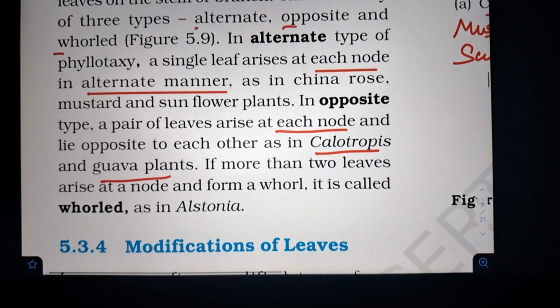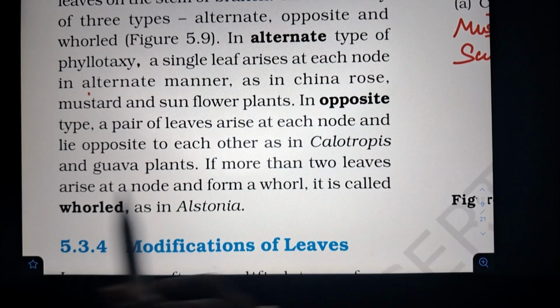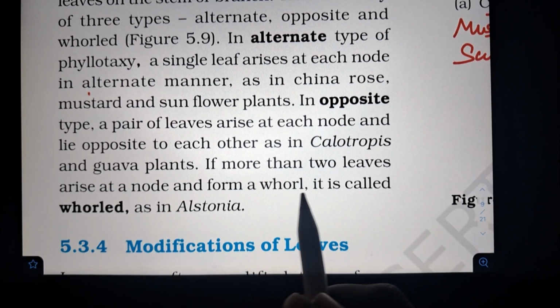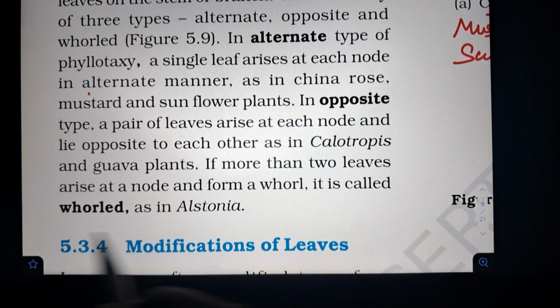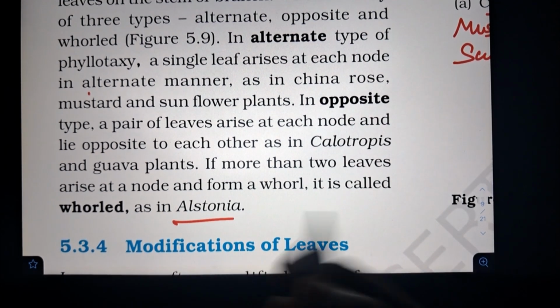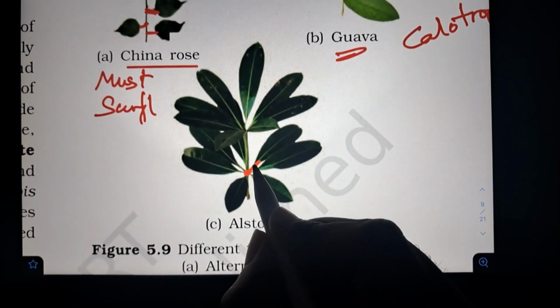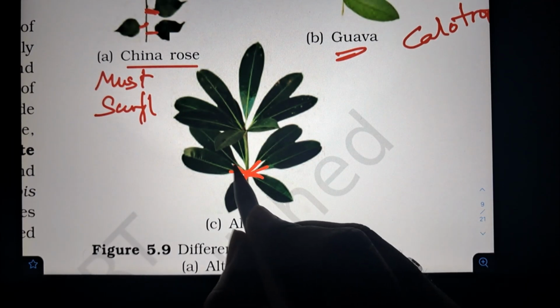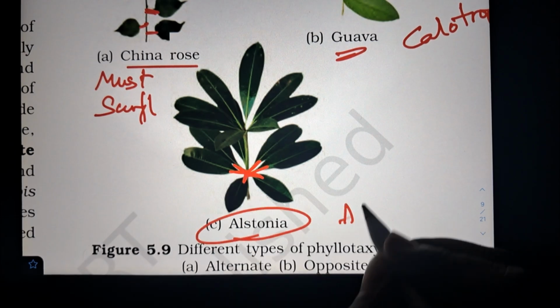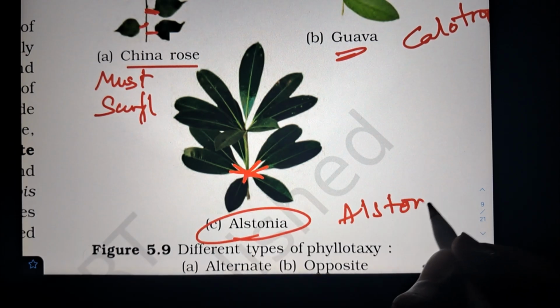Next, whorled. If more than two leaves arise at a node and form a whorl, it is known as whorled. Alstonia is an example. You can see at a node, two or more leaves have arisen. The example is Alstonia.